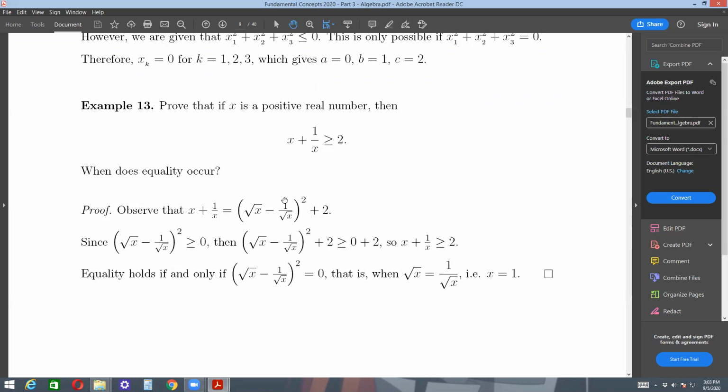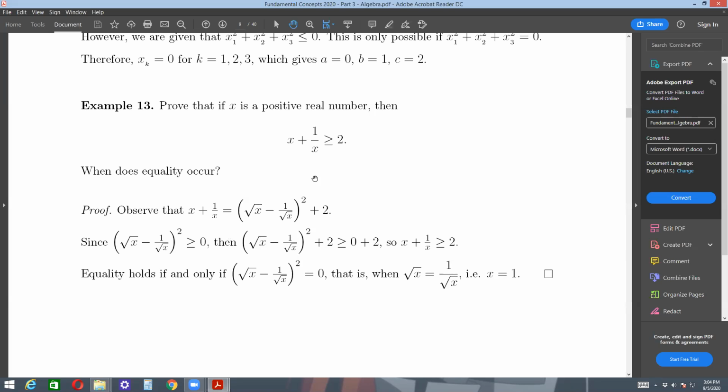Note this is only true if x is positive, right? Because you can't have the square root of a negative number. So the proof doesn't hold there. Also note equality here is when x is 1, right? Because you need this thing to be 0 to have equality. This has to be 0, so square root of x has to be equal to 1 over square root of x.